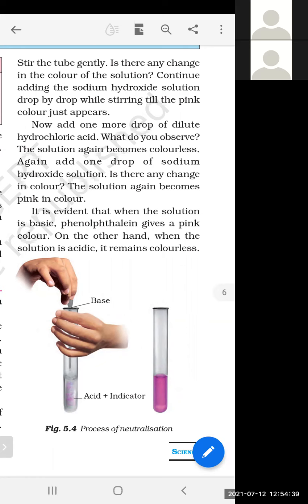Now again add some acid in the same test tube. The color will again become colorless. Now the solution becomes acidic. Again add some basic solution. The color will again become pink. So this activity indicates that with the help of phenolphthalein solution, if the color is pink, then the solution is basic. If there is no change in color, then the solution is acidic in nature.